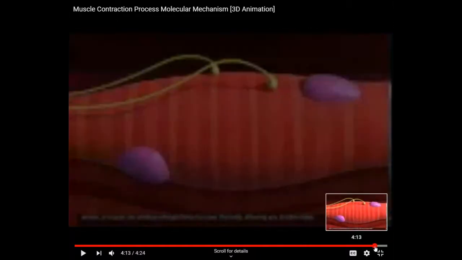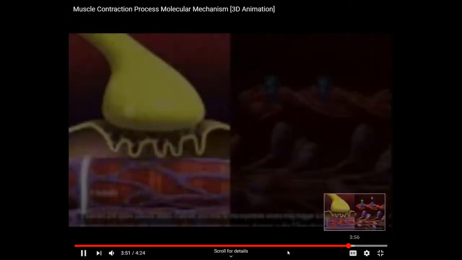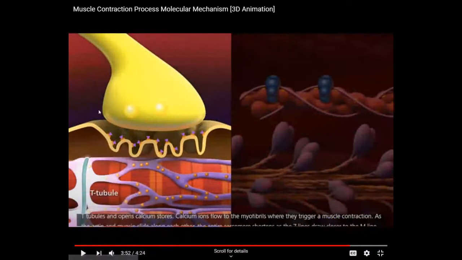Note. I want you to take notes, what she said. I know I cut her off. Just going back to this one diagram. Travels down the T-tubules. Okay.